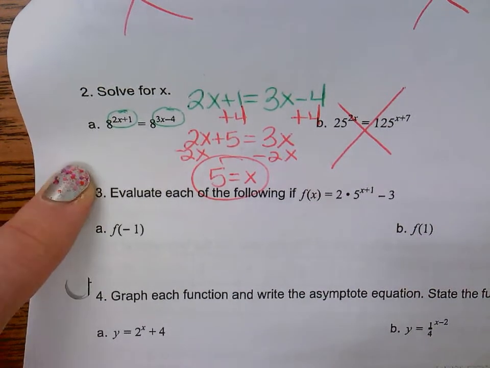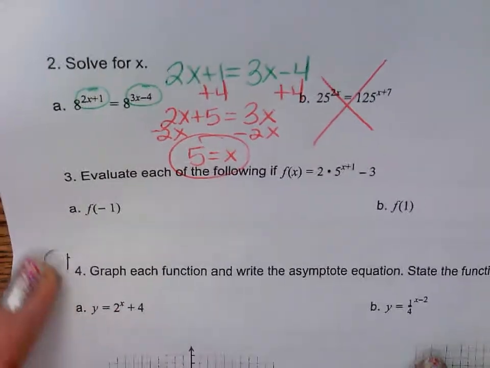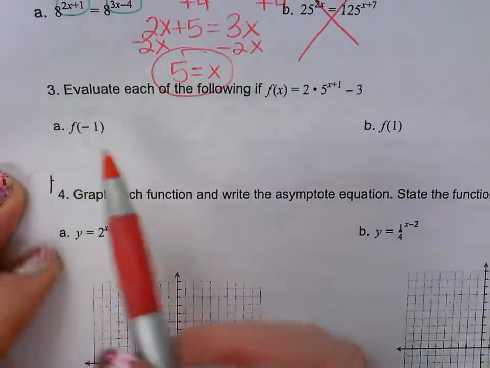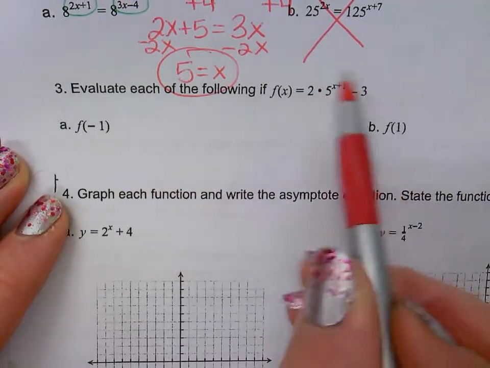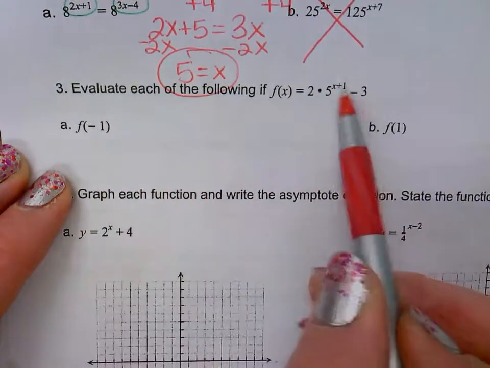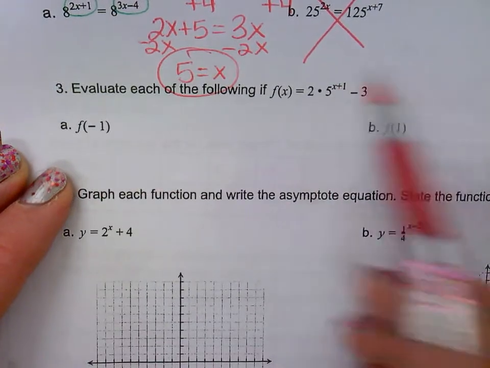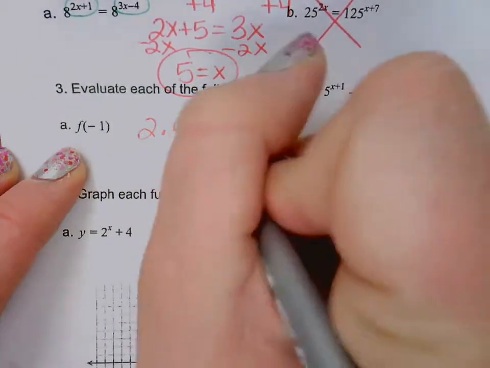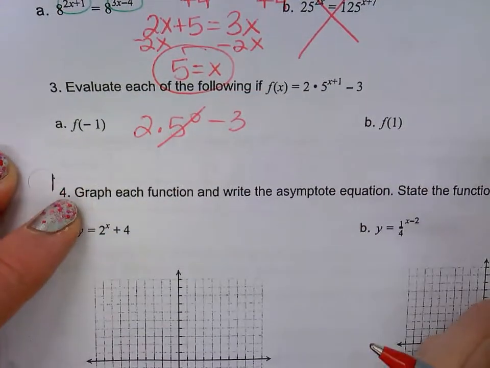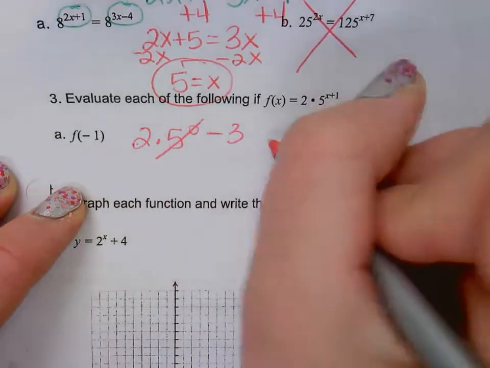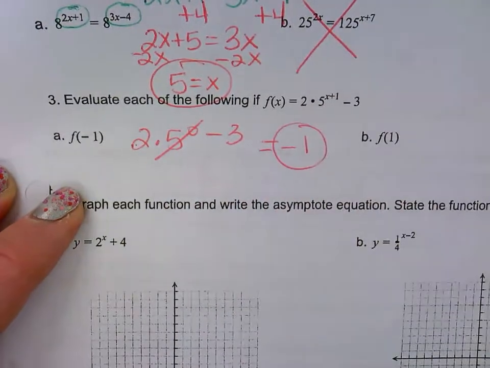Okay. So then number 3, this was like our day 1 set of notes, plugging in values and evaluating. So I'm going to get 2 times, this is just going to be 5 to the 0 power, right? 2 times 5 to the 0 power. 5 to the 0 power is 1. So I just get 2 minus 3 is negative 1 as my final answer. Is that right?